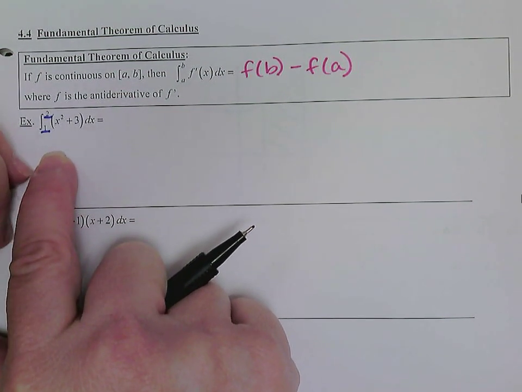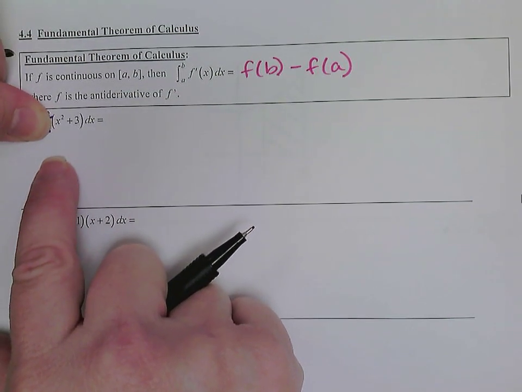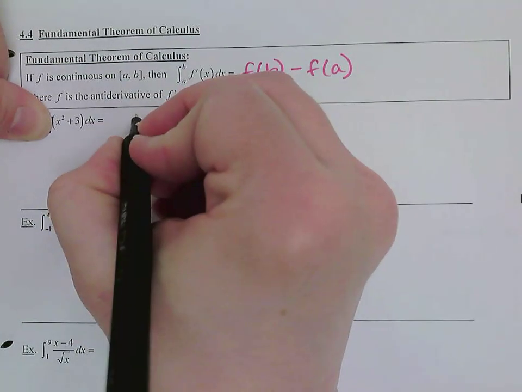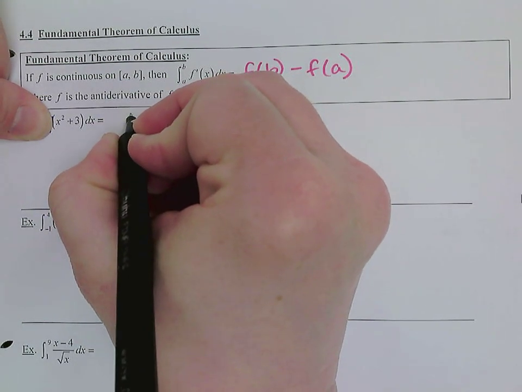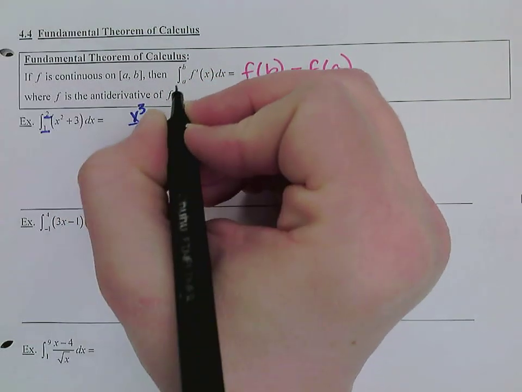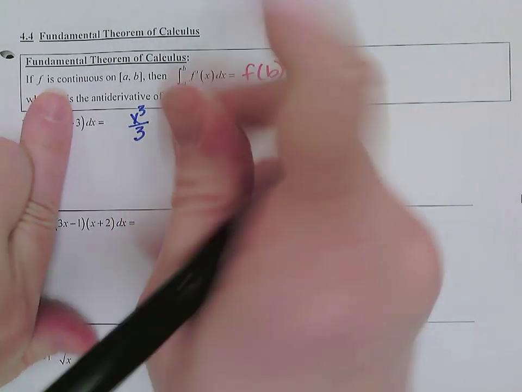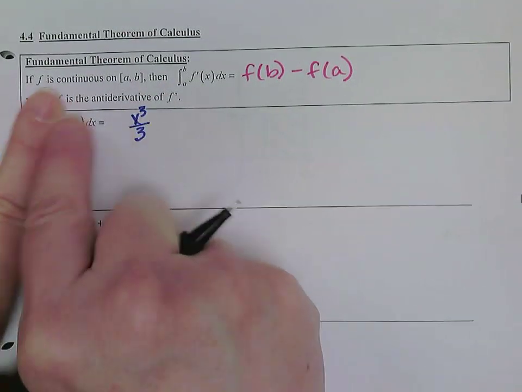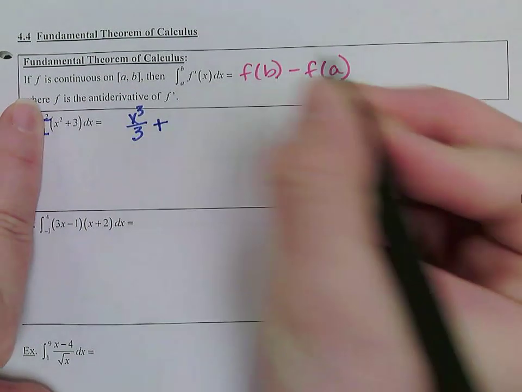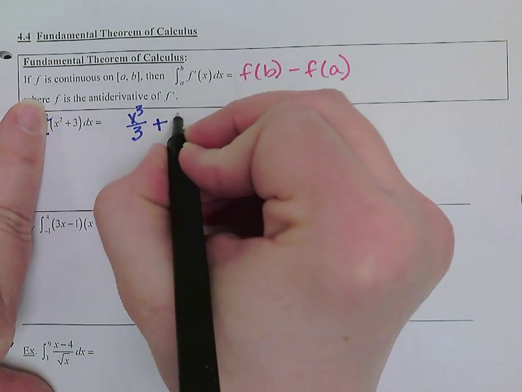So let's start by finding the antiderivative. If I take the antiderivative of x squared, then I'm going to get what? x cubed divided by 3, the antiderivative, not the derivative. We're undoing it, right? Because if I took the derivative of x cubed over 3, I would get that x squared. Plus, the antiderivative of 3 would be 3x plus c.